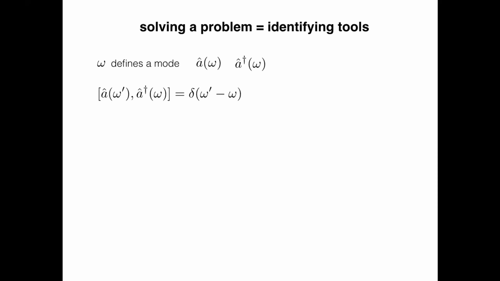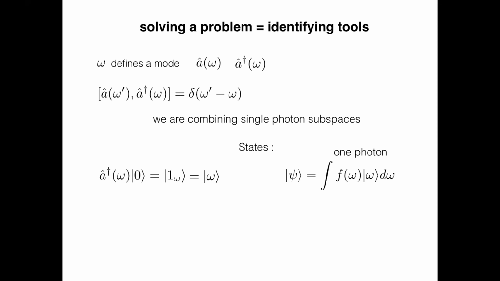So omega here is the frequency of a mode. It defines a mode, and we have associated creation and annihilation operators. They do not commute unless they have different frequencies. So this is what's going to replace, in this work, the X and P commutation relations. For us here, a state is defined in the following way. Whenever we create one photon at a given frequency, we call it omega, and this is analogous to what we call X or P in the usual description. So one single photon state is this wave function here, a function of omega, on the right.